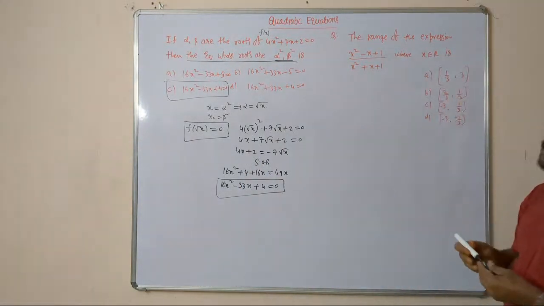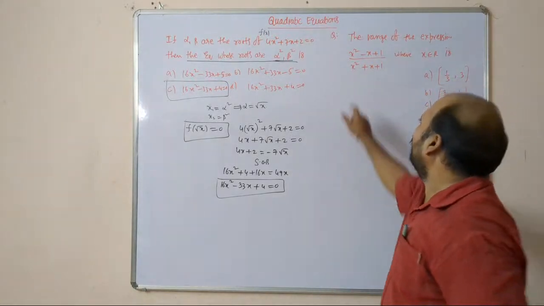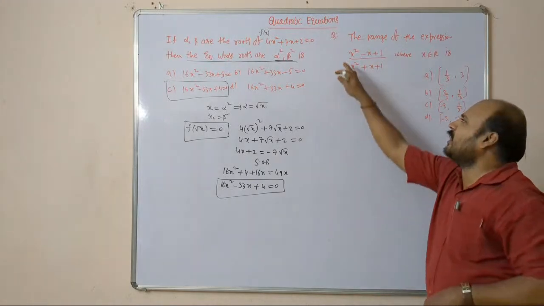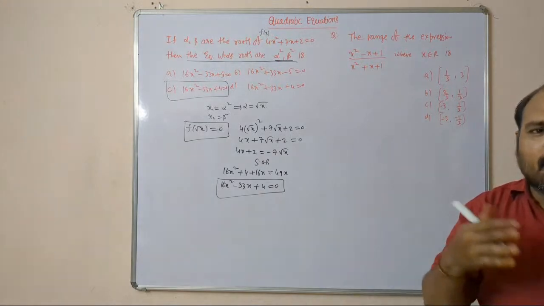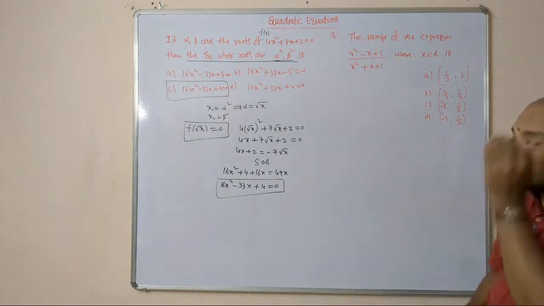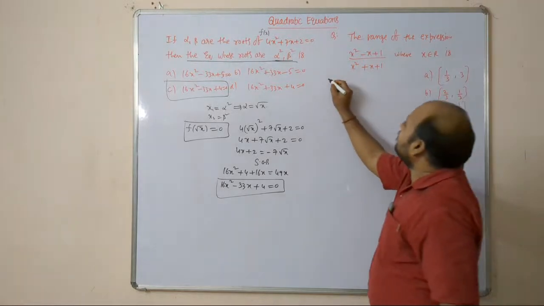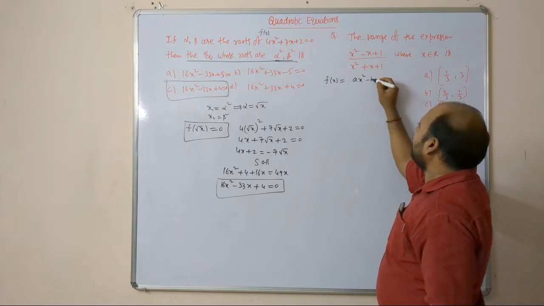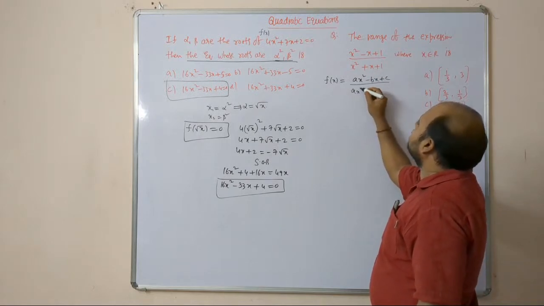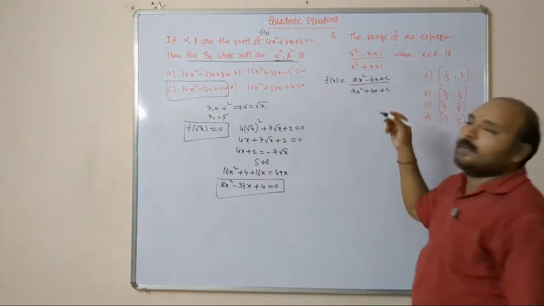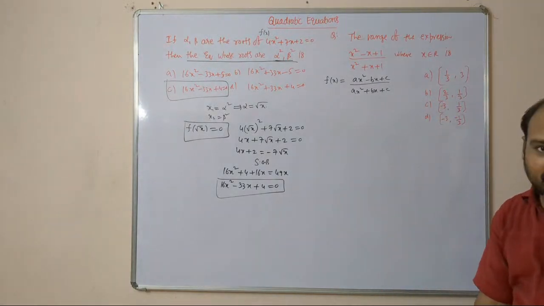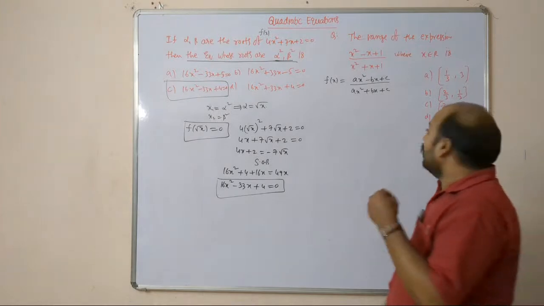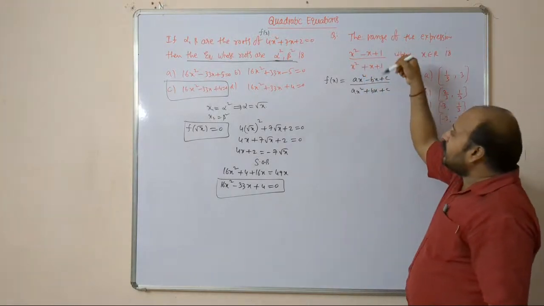The range of the expression. Generally, range means you can do y is equal to, but this is a special problem. This type of question also comes regularly; we can take y is equal to and find out the maximum and minimum value, that means range. But some questions are there, when the question is f of x is equal to ax square minus bx plus c by ax square plus bx plus c, where a, b, c belong to real numbers. Whenever a situation like this is there, observe carefully, the same thing. That means a value, b value, c value are equal to 1 only, no?